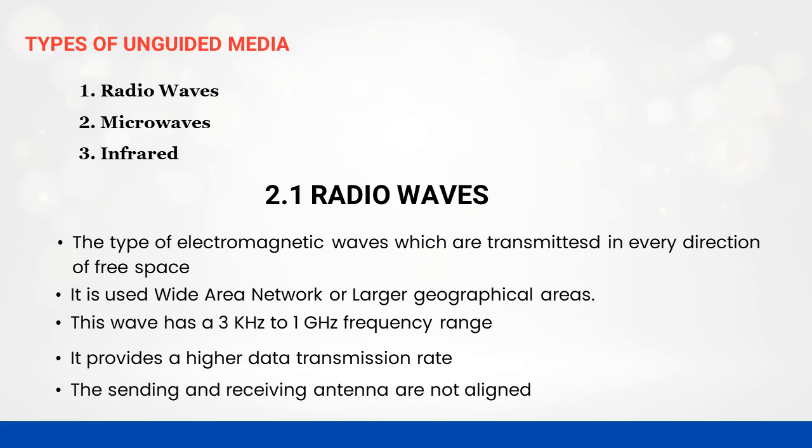Radio waves are a type of electromagnetic wave that spreads out in all directions through free space, air. They are used for communication over wide areas, such as cities or even larger regions, wide area networks. Their frequency ranges from 3 kHz to 1 GHz. Radio waves can carry data at relatively high speeds. The senders and receivers at antennas do not need to be aligned. The signals spread freely.